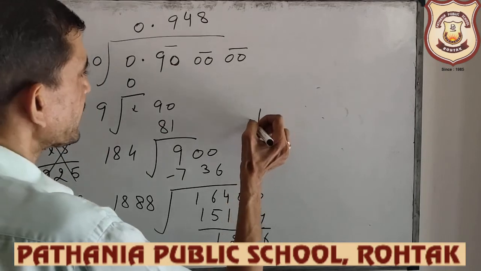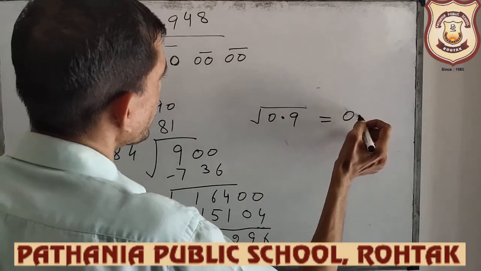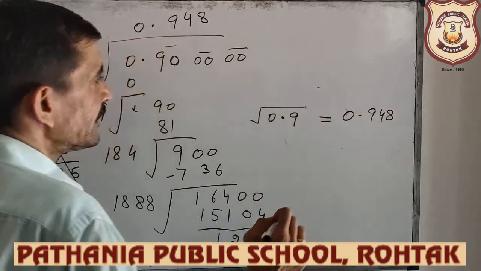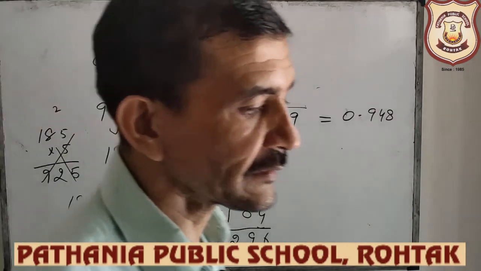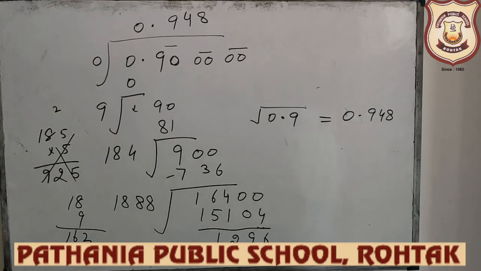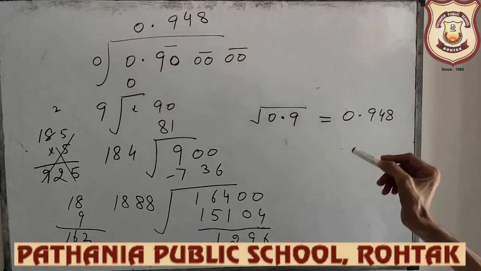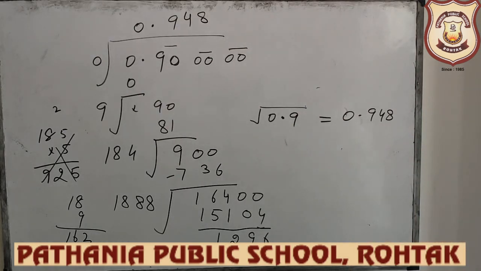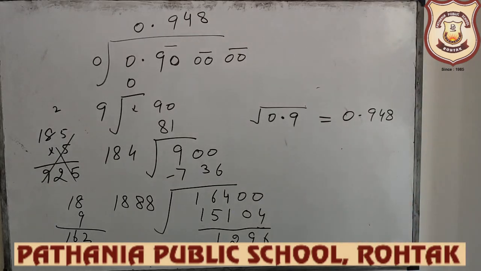So up to 3 decimal places, root 0.9 is equal to 0.948. In this way, you can calculate the square root of decimal numbers and square root up to an estimated square root, because it is not the actual square root of 9. The square root of 9 cannot be exact, because we don't know whose square is 9, then its answer is possible. So in this way it is sufficient for today.